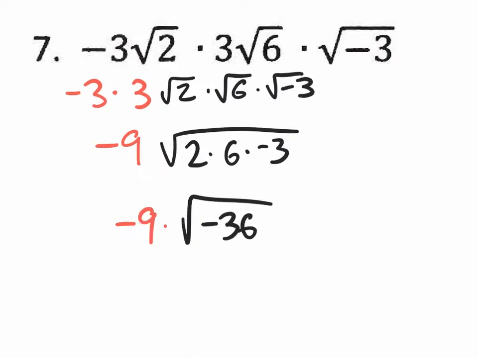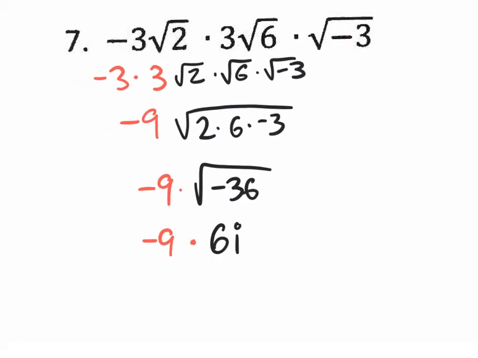So what is the square root of -36? 6i, right? So you really have 6i. So you have -9 multiplied by 6i. That's like saying -9 times 6x. -54i is the correct final answer. -54 with an i.